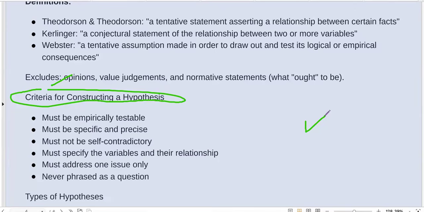It should specify the variables, what all variables are there. Their interrelationship should be clearly stated. And it should address one issue only. If I want to understand the number of children, the anemia condition, or the atrocities against women, my issue should be one in the hypothesis. I cannot merge 4 or 5 issues together. And it is never phrased as a question. So this is the criteria for constructing a hypothesis.